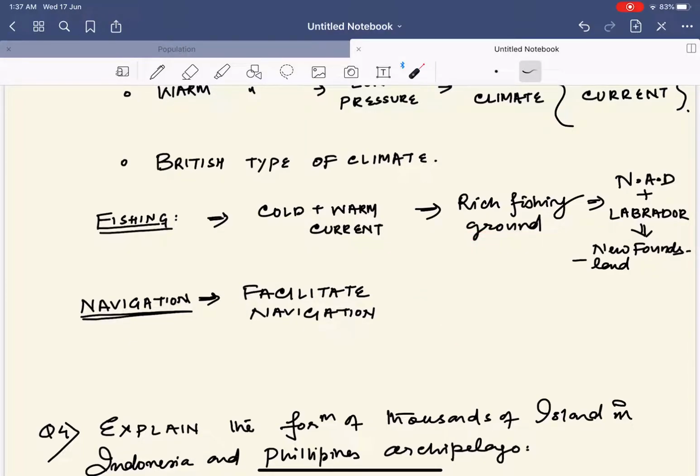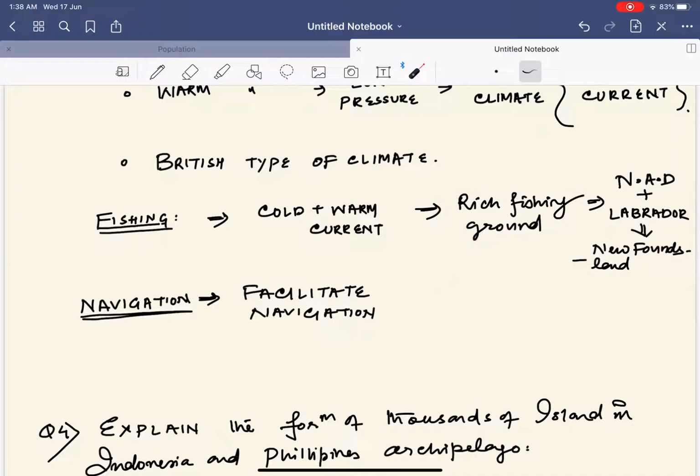Again, navigation. It facilitates navigation. Yes, the North Atlantic Drift and Labrador current, as a result of which Newfoundland, where is this Newfoundland? Located in the northwest of North America. Sorry, it is the northeast of North America, and this Newfoundland is the region where the North Atlantic Drift and the Labrador current meet. Hence, it has developed a rich fishing ground.